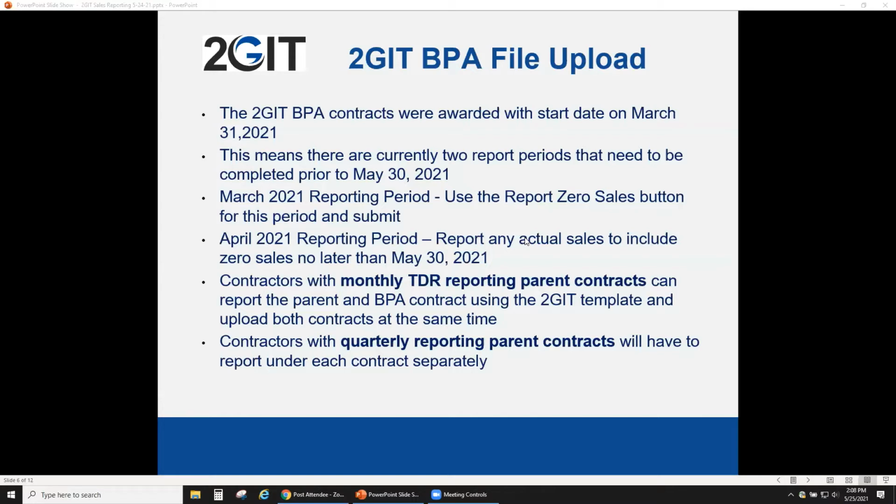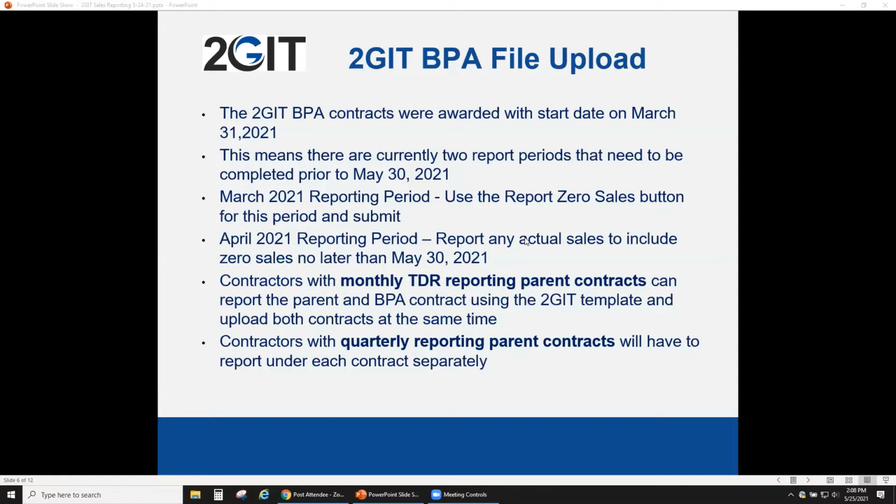Contractors with quarterly, and you can skip the contractors with monthly TDR parent contracts because you guys aren't one of them, but contractors with quarterly reporting parent contracts will have to report under each contract separately. So what does that mean? Your parent contract, you're going to go in once a quarter and you're going to report the sales on that the way that you've always done under your file upload, plug in the sales for your SINs or 0 and submit.